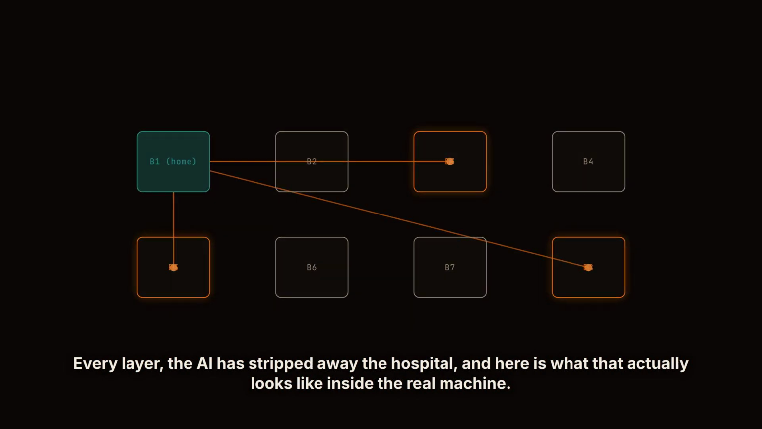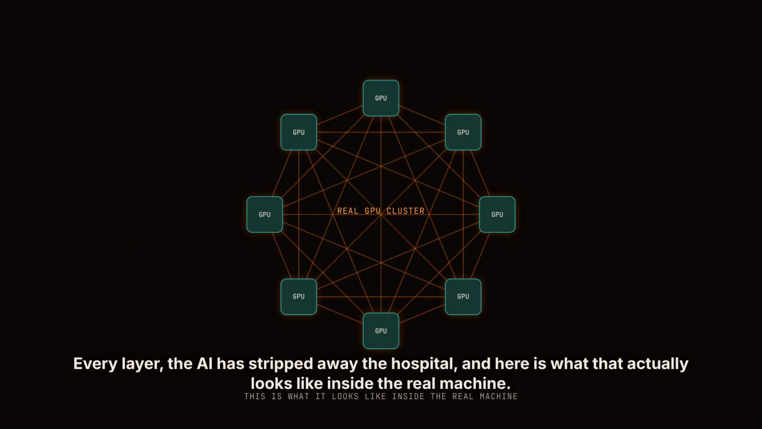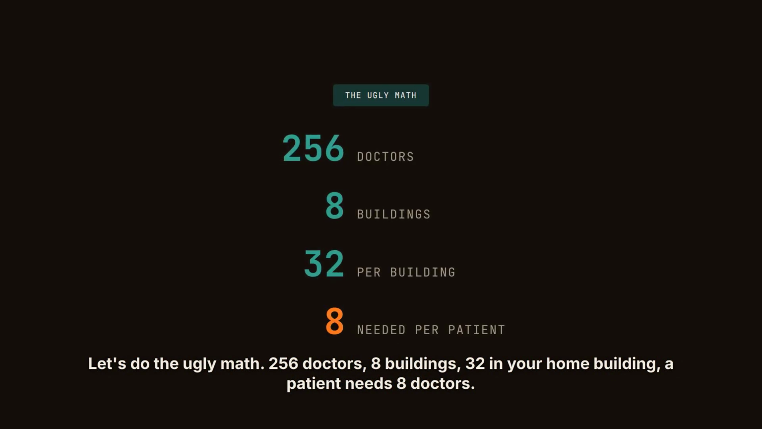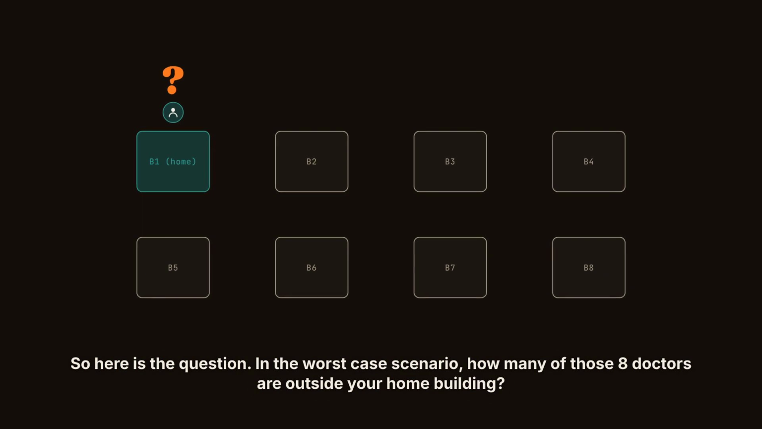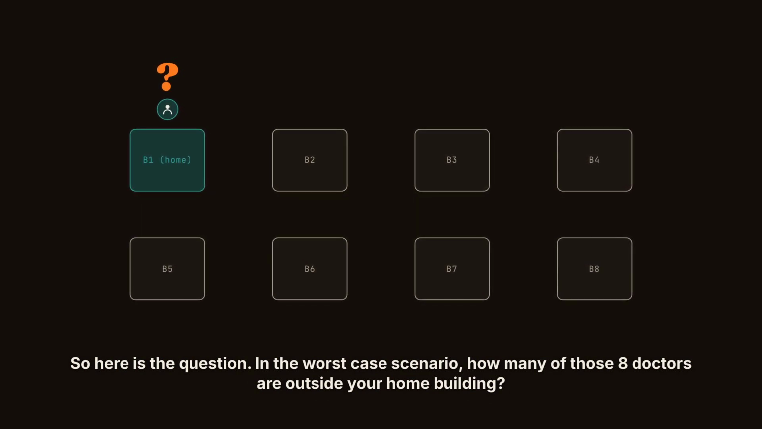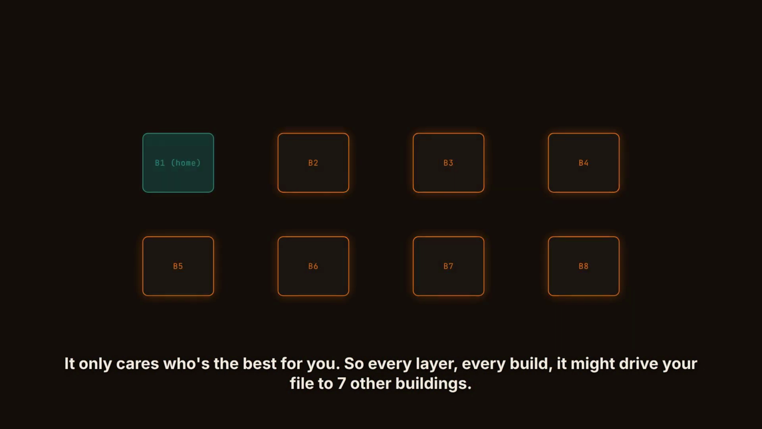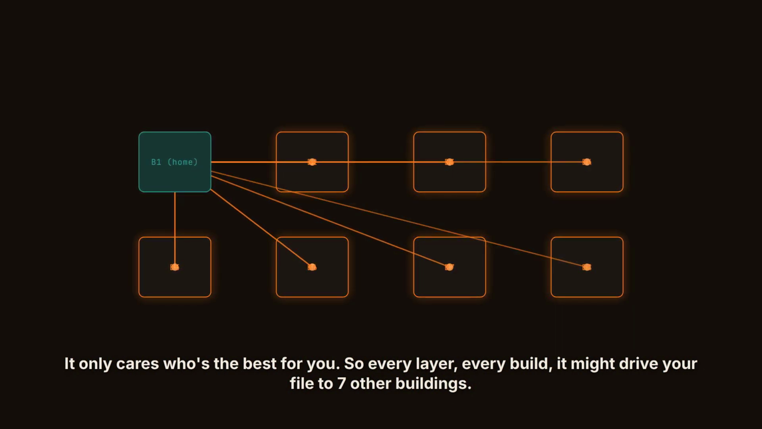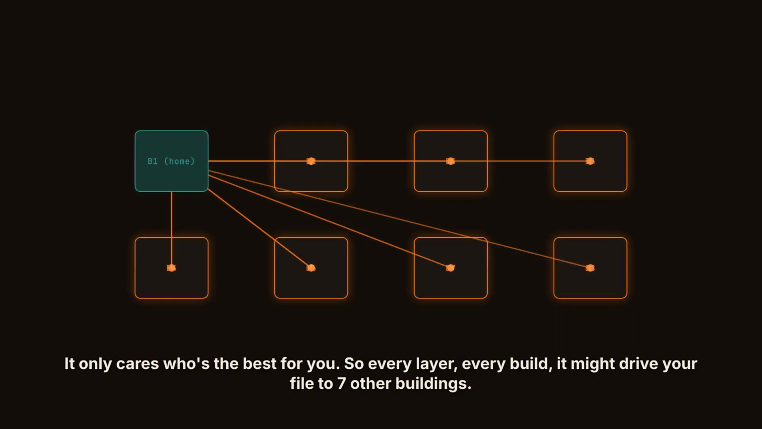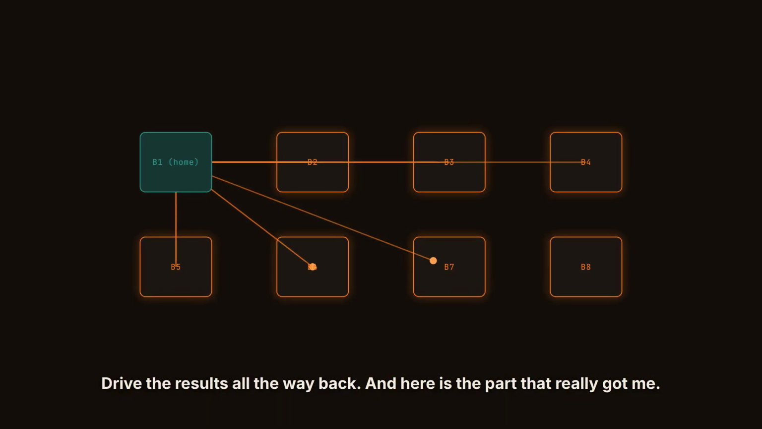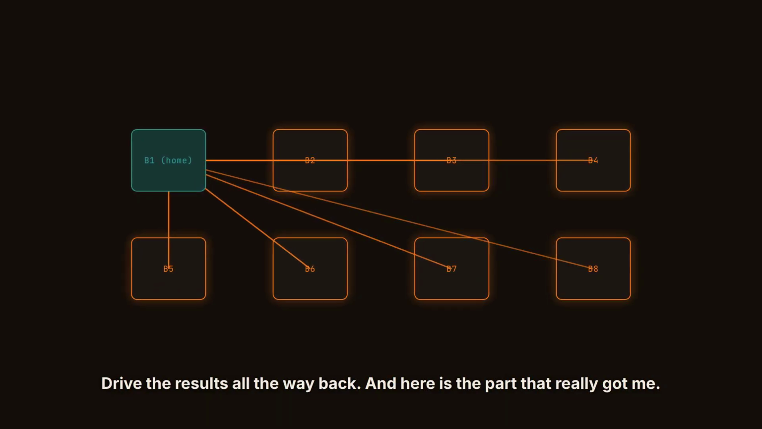Strip away the hospital and here is what that actually looks like inside the real machine. Let's do the ugly math. 256 doctors, 8 buildings, 32 in your home building. A patient needs 8 doctors. So here is the question: in the worst case scenario, how many of those 8 doctors are outside your home building? It could be all 8. The hospital does not care where you walked in. It only cares who's the best for you. So every layer, every word, it might drive your file to 7 other buildings, and drive the results all the way back.